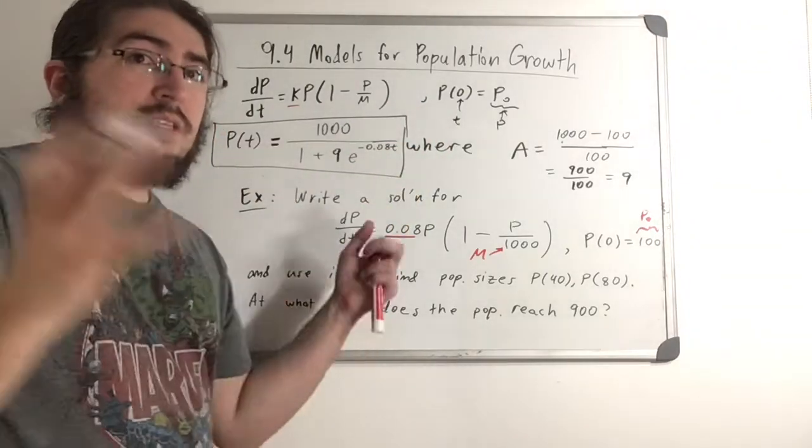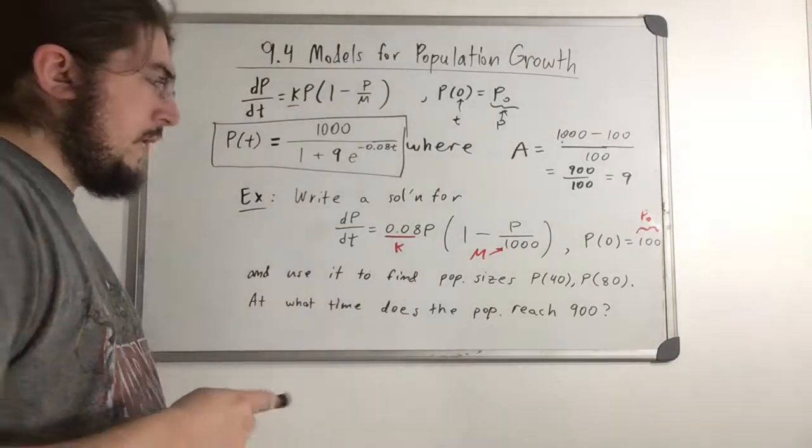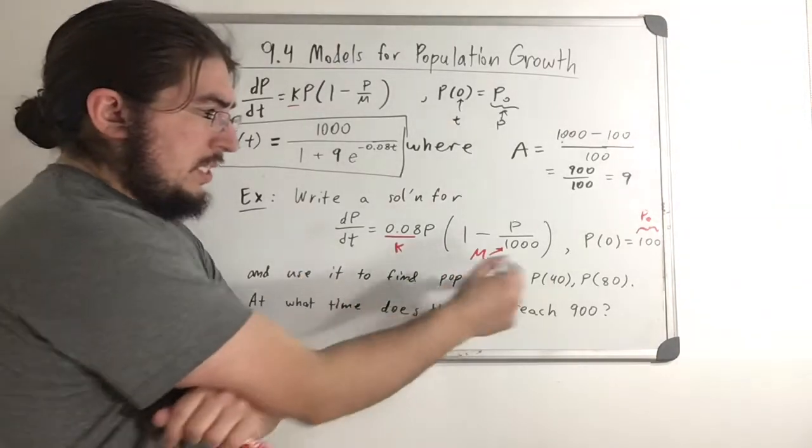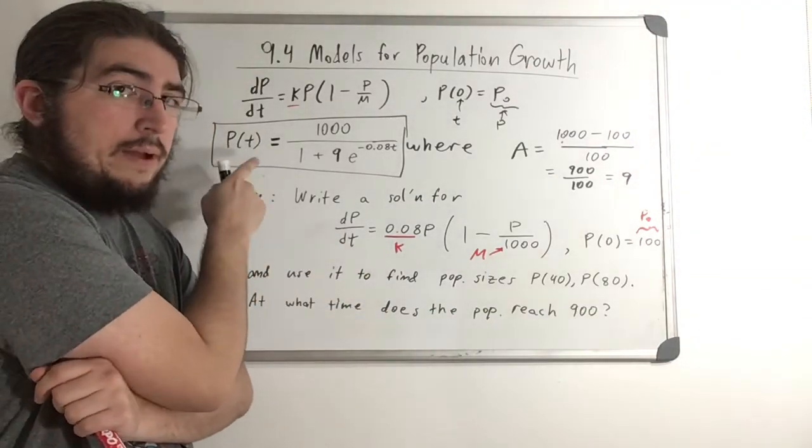Pretty crazy, without even doing any differential equations. We already solved the general case. And now we can use this to find the population sizes P of 40 and P of 80. Just plug in 40 and 80 for T. We'll do that right now.